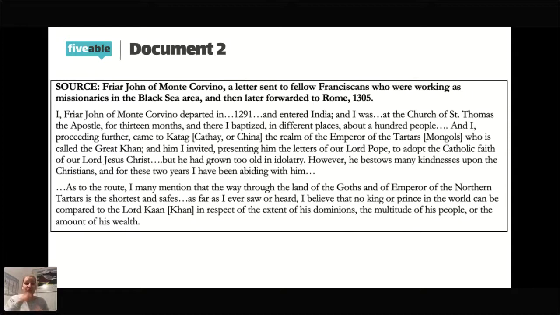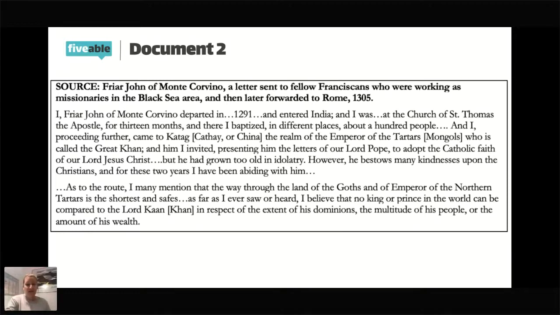For me, I do actually think this one is going to be intended audience. And intended audience and purpose link together, and I'm explaining how I think that is the case. Because this is a letter to other Franciscans who were missionaries. That means that their goal is to convert people. If you want to convert as many people as possible, you're going to want to go to an area that has a lot of people and an area that is open to conversions.